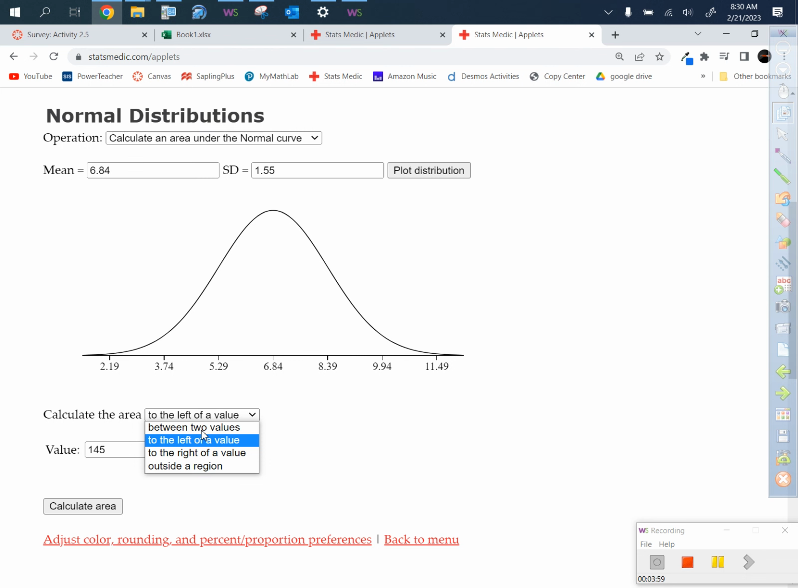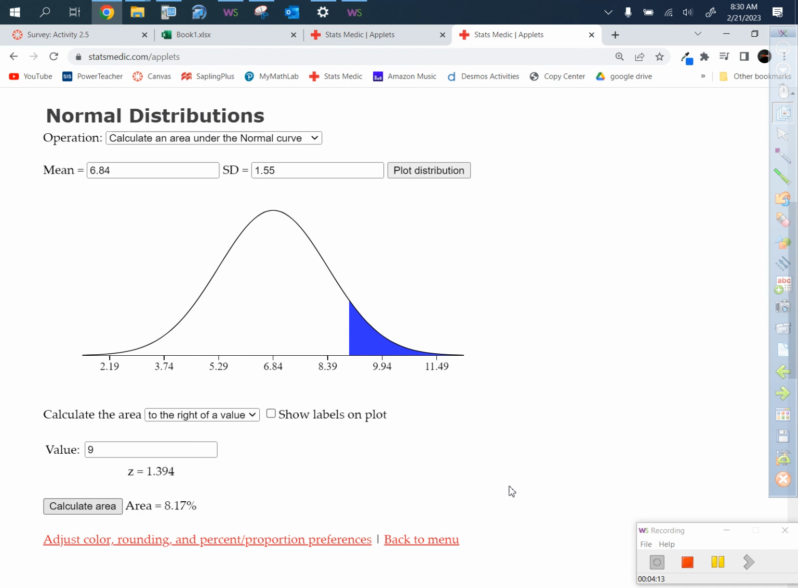You know, like the best score, the least you got was a 9. So what do you think? Greater than or less than? Greater. So that's a value to the right of it. Value to the right if you're greater than. So there's your scores. There's everybody that got a 9 or better. And that's 8.17%, baby. 8.17%.